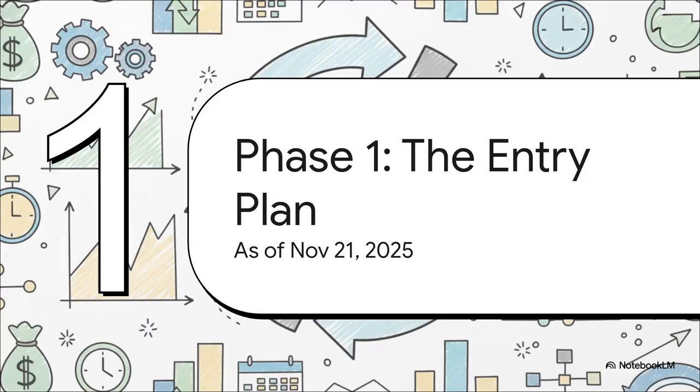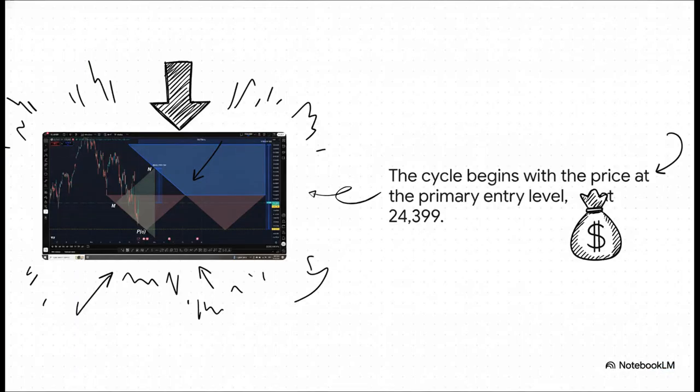All right, let's kick things off right at the beginning. This is what's labeled Phase 1, the entry plan. And this is a snapshot of all the parameters just as they were documented back on November 21st, 2025. This chart right here, this is our starting line. The documentation for this cycle officially kicks off at this very point. You can see the price is at the primary entry level marked with that M. And at that moment, the price that was recorded was $24,399.